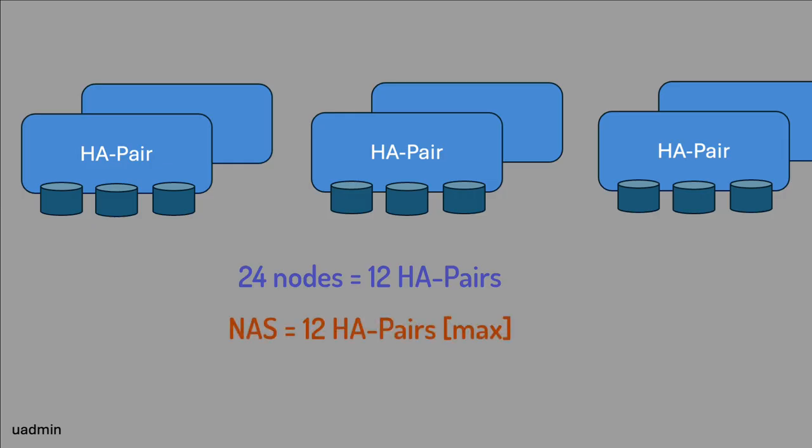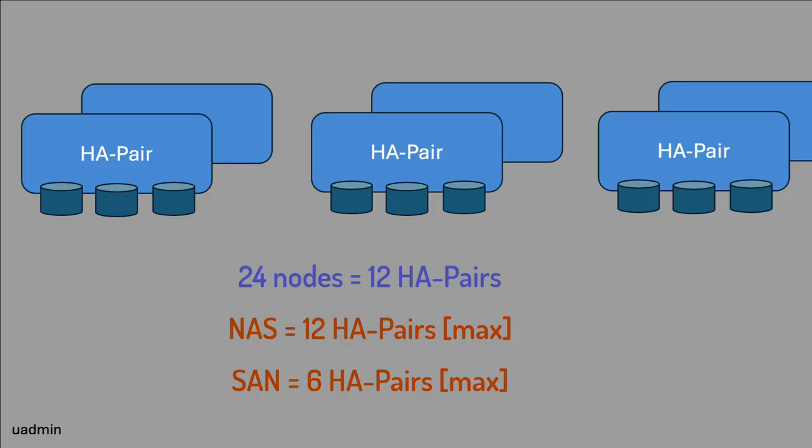There's a bit of a catch here. A 24 node cluster is only possible if you use NAS protocols like NFS or SMB. But if you use SAN protocols like Fiber Channel or iSCSI or NVMe, in that case the maximum number of nodes is 12, so 6 HA pairs.